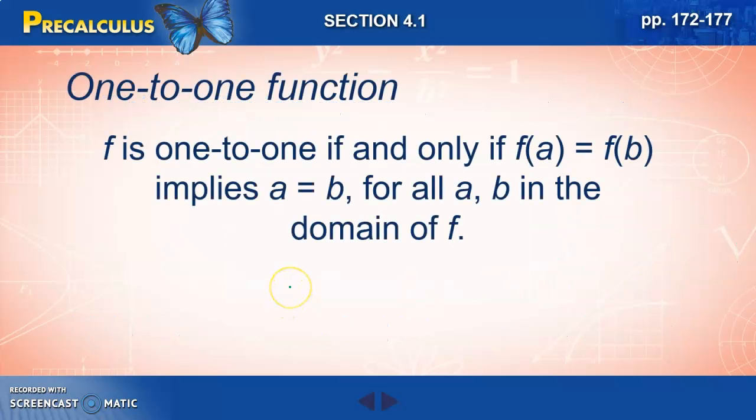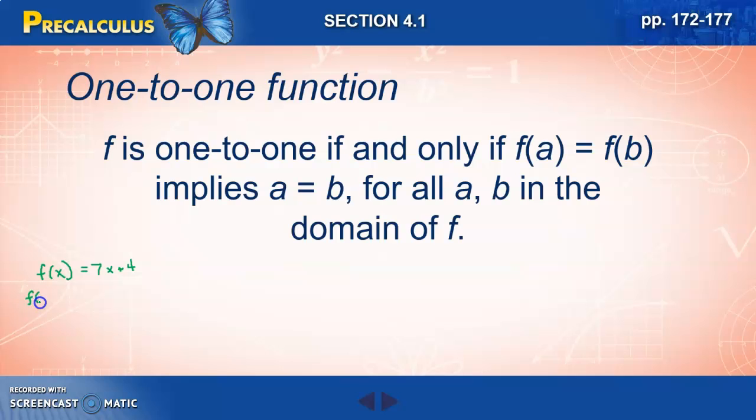So our formal definition of a one-to-one function is this: f, or the function, is one-to-one if and only if f of a equals f of b implies that a equals b for all a's and b's in the domain of f. So let's take a look at this function rule, like f of x equals 7x plus 4. According to our definition of one-to-one function, f of a equals f of b must imply that a equals b. And if a equals b, then we've got a one-to-one function.